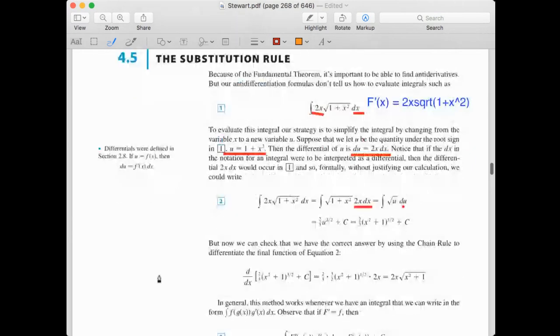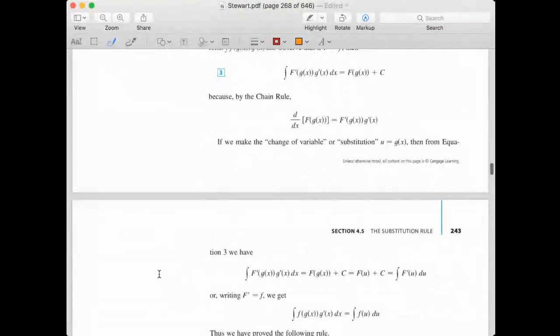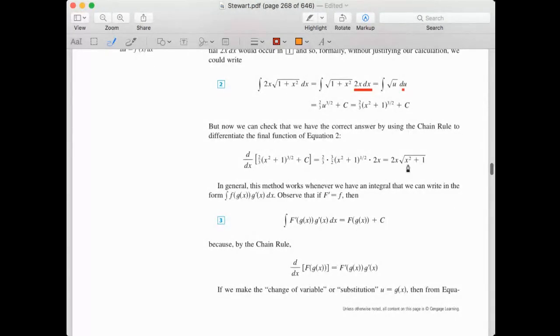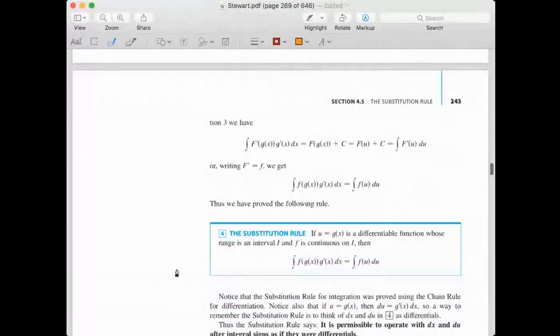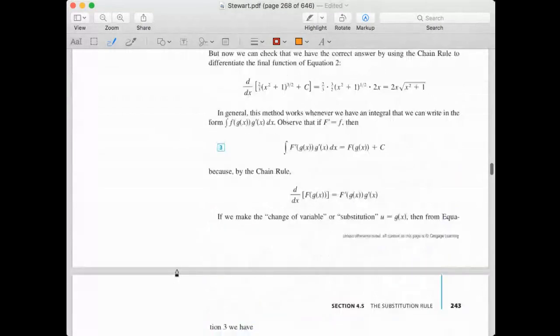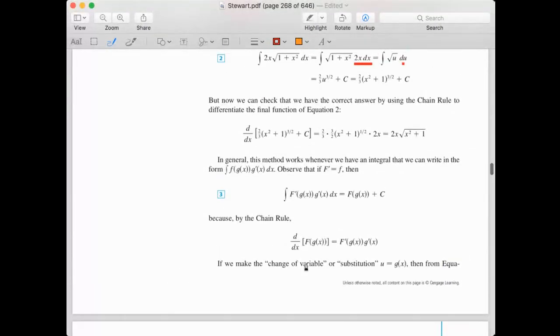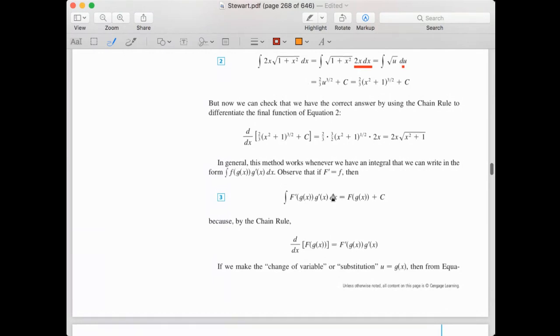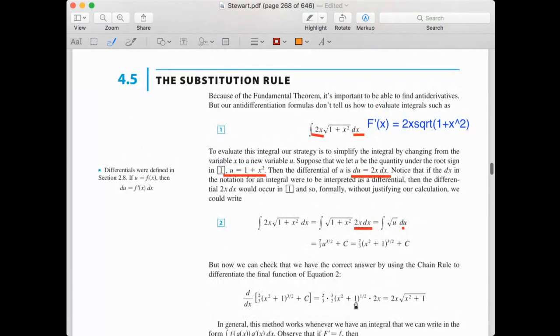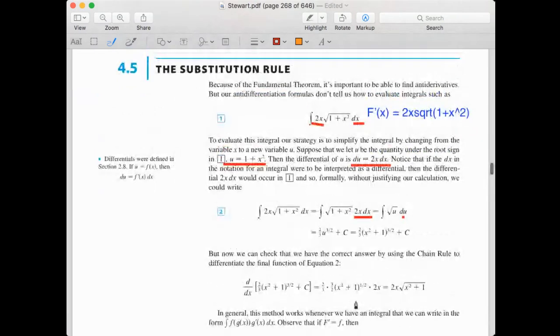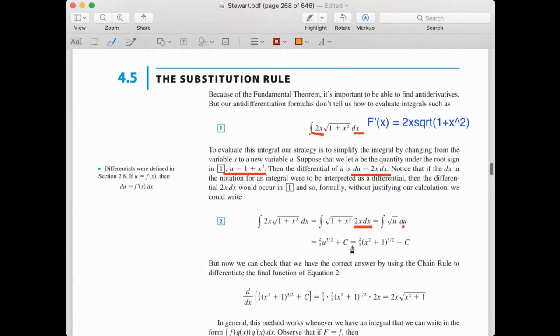Okay, let's try more examples. Of course, if you take a derivative, we'll get back to the integrand, right? So why do we use u substitution? Basically, that's from the chain rule. If we have a composition of functions, the chain rule applies. So we see this, right? This is a composition of functions.